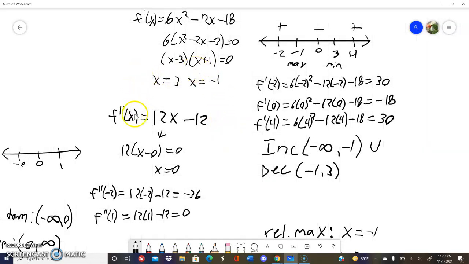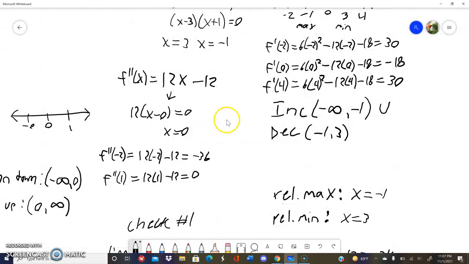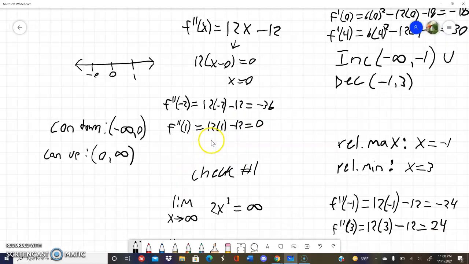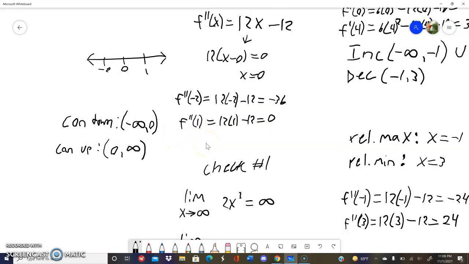Now, we're going to take the second derivative of our first derivative, which is 12x - 12, and that is equal to 0. x is equal to 0 there. Similarly, we're going to put it on another line and find points around it, which I chose negative 2 and 1, respectively. And f''(-2) and f''(1) are negative 36 and 0. From that, we can determine our point of inflection. And we know that our concavity down is negative infinity to 0, and concavity up is 0 to infinity.